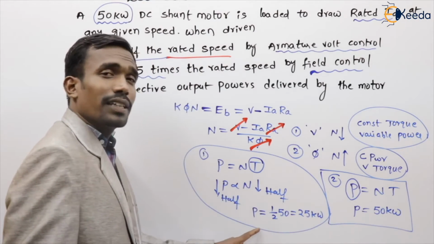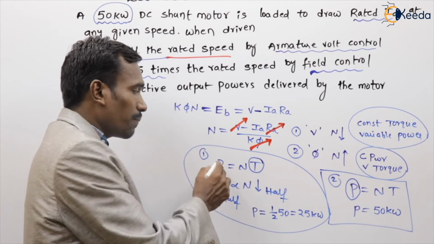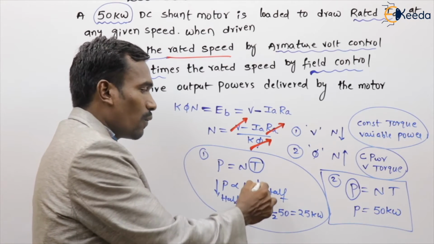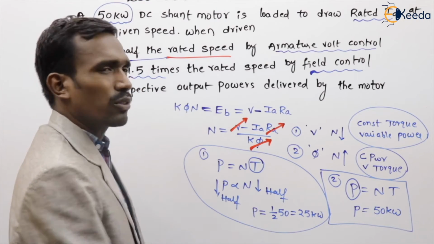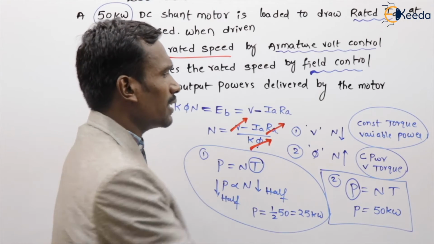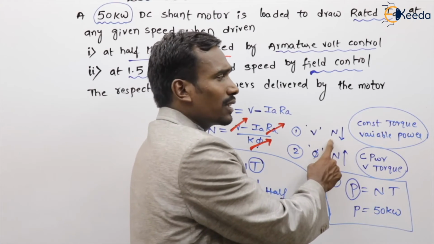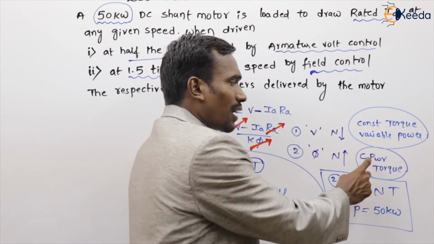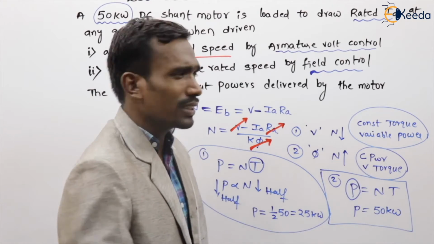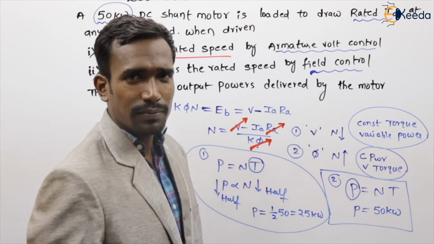But here, the constant torque drive, then P is directly proportional to N. When speed is off, the power is also off. Very easy question. Here you have to remember that in below rated speeds, it is a constant torque drive. In above rated speeds, it is a constant power drive. This is a very important note here.